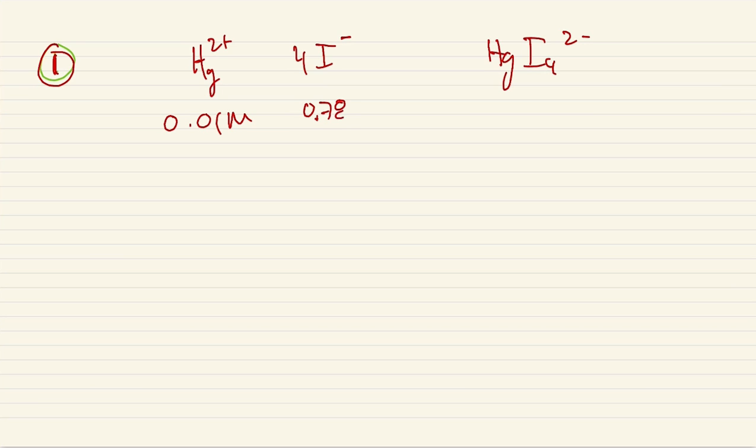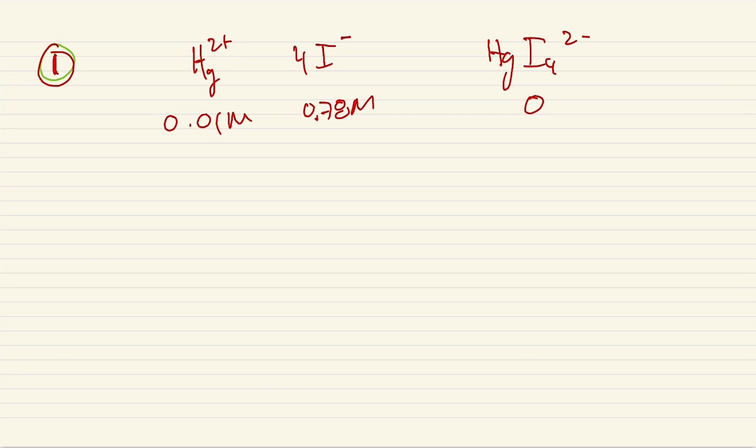We have Hg2+, 4 I minus, and then HgI4 2 minus. So we start off with 0.01 molar of this, 0.78 molar of this, and 0 of our complex ion. We assume that all of our complex ion forms, right? Which means that one of our reactants is going to be the limiting reactant, and that determines how much of our complex ion we're going to start off with, right? So which one do you think is going to be the limiting reactant in this case? Hg. It should be Hg, right?